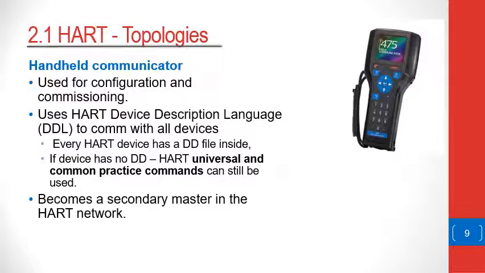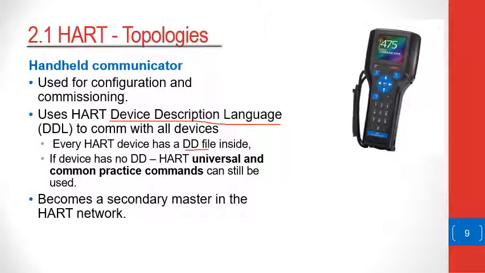The handheld communicator, in this case, is a configuration device. It's used for conventional commissioning of new devices, and it uses HART device description language. This ensures that it's able to communicate directly with each and every HART device. So it reads a device description file inside the HART device to understand what variables that HART device is able to measure, and what settings can be set on that particular device.